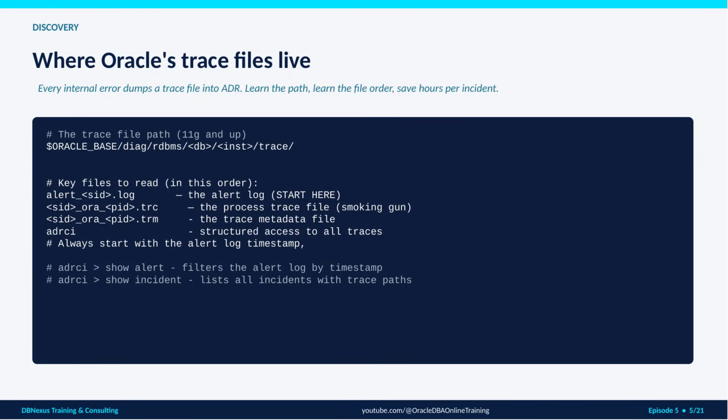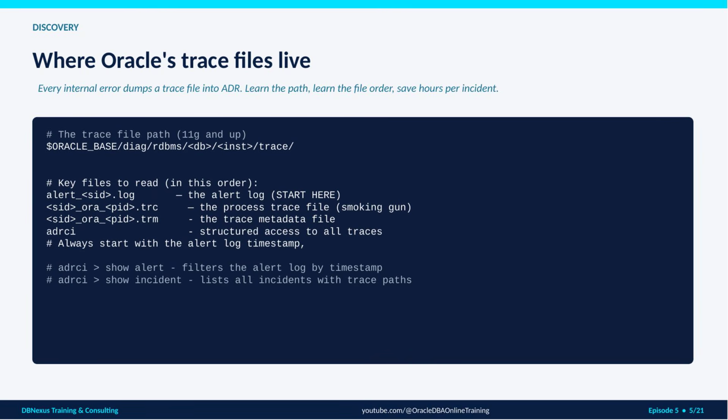Every internal error dumps into ADR. Learn the path, learn the file order, save hours per incident. The path: $ORACLE_BASE/diag/rdbms/database_name/instance_name/trace. That's where they live, every one of them.